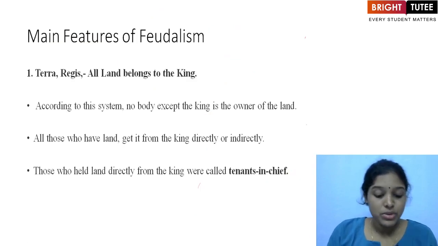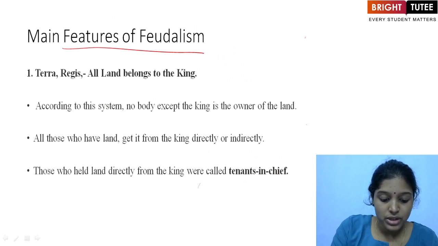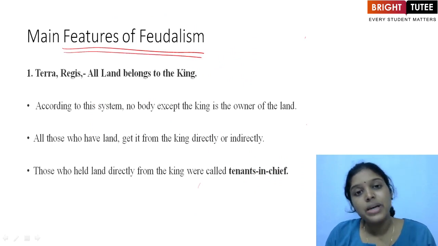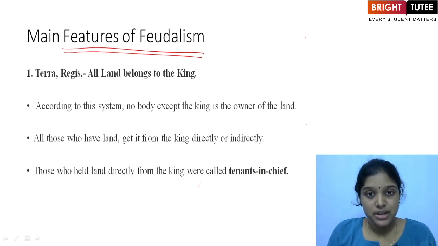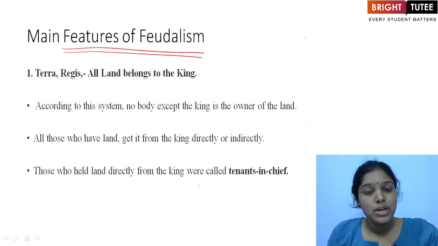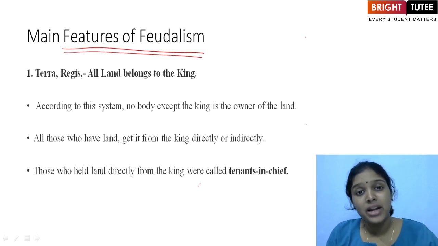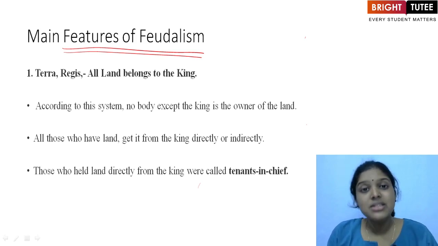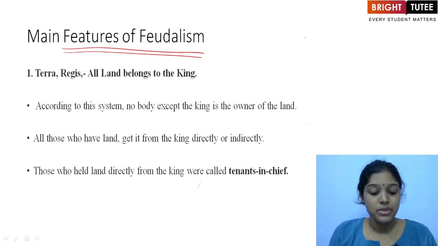Now we come to the main features of feudalism. Step by step, we are trying to understand what a feudal structure is, how it is defined, what its major features are, and what kind of relationship it has when it comes to man and land. How the relationship between man and land is defined under feudalism.